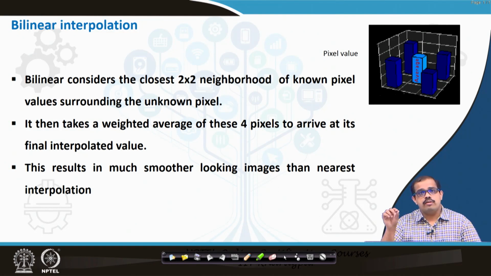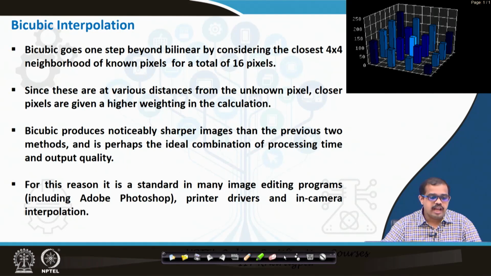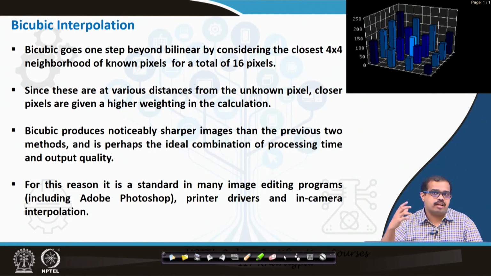Now, if it uses a 2 cross 2 neighborhood, which is a 4 neighborhood, it takes a weighted average of these 4 pixels as its final interpolated value. The result is smoother looking images than nearest interpolation. So, this is smoother. And if someone has good computational capability, they probably look at cubic or bicubic. When I say cubic, it looks at 8 pixels around that particular point.